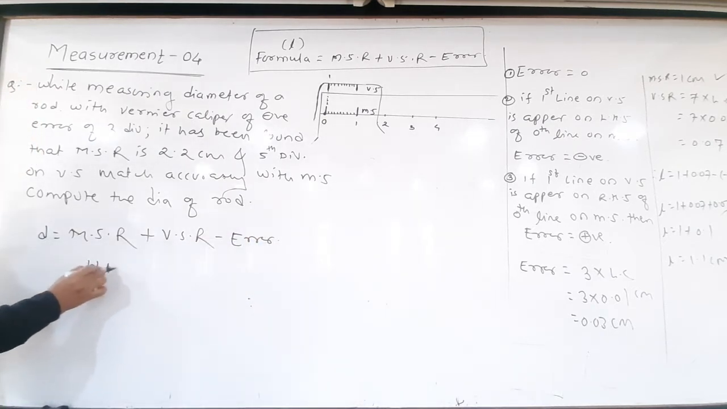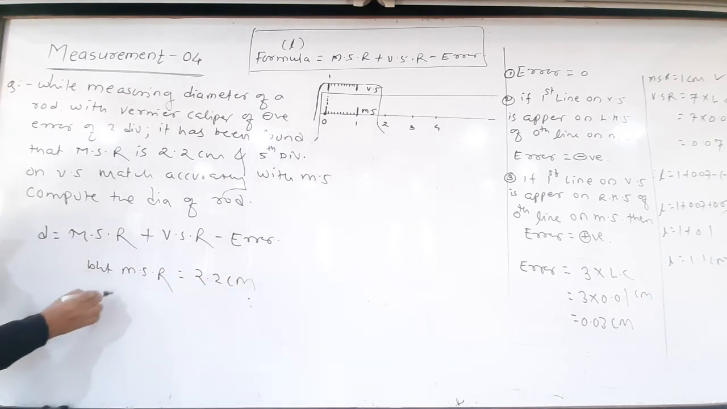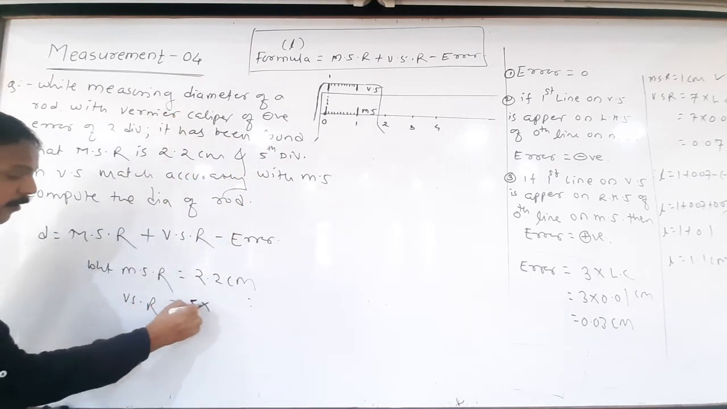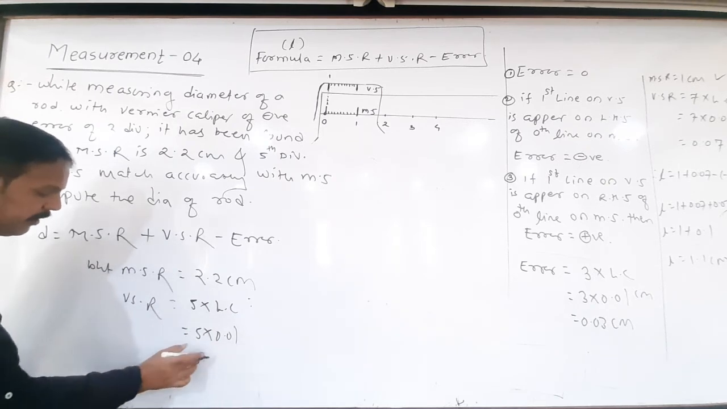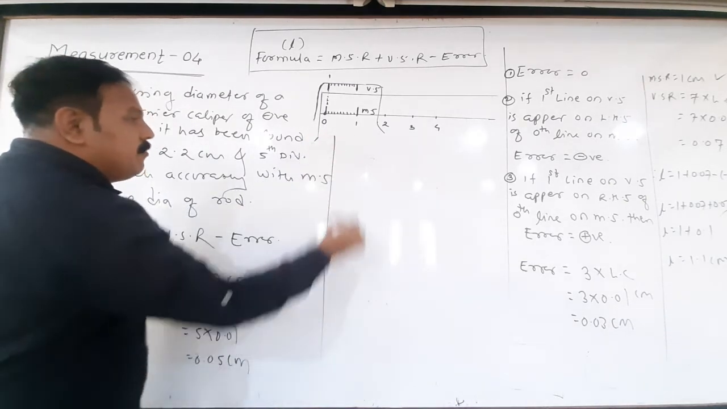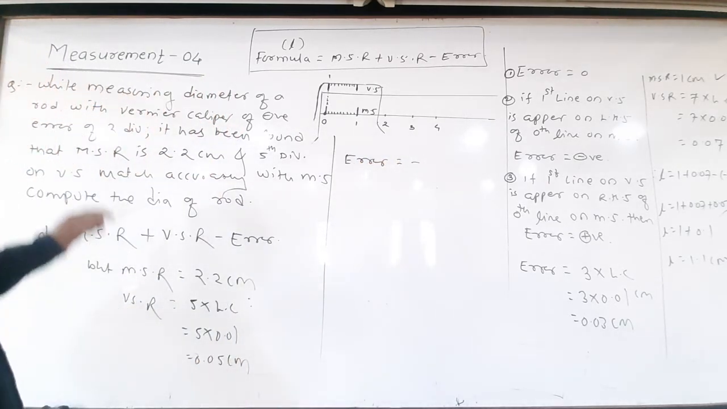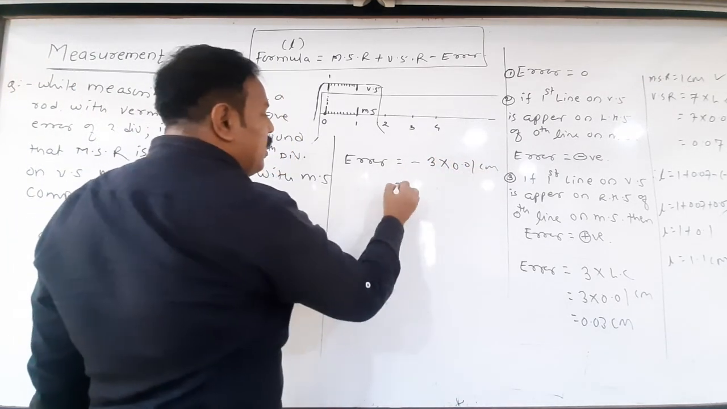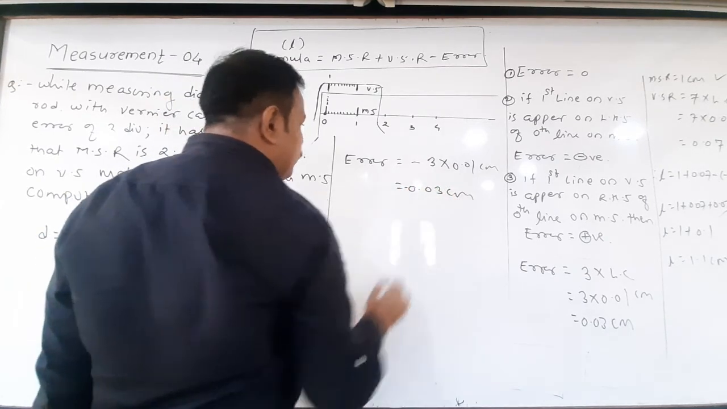But here, what is MSR? It is directly given in centimeter. It is 2.2 centimeter. What is VSR? Here it is given the fifth division is matching, means it is 5 into least count. Therefore, it is 5 into 0.01, means 0.05 centimeter. It is VSR. And what is the error? Error is negative, so minus. How to calculate? Error of 3 divisions means it is 3 into 0.01 centimeter, minus 0.03 centimeter. This is the error.